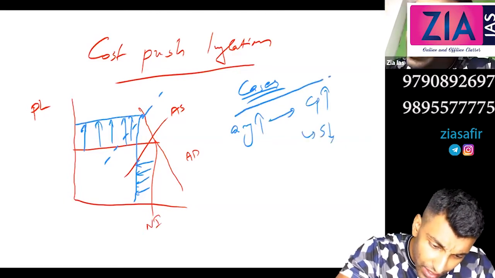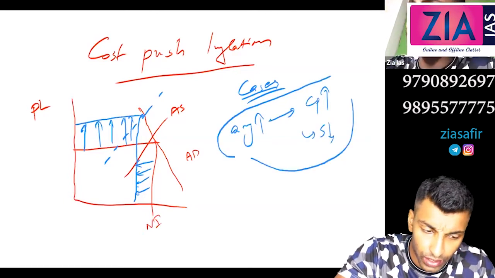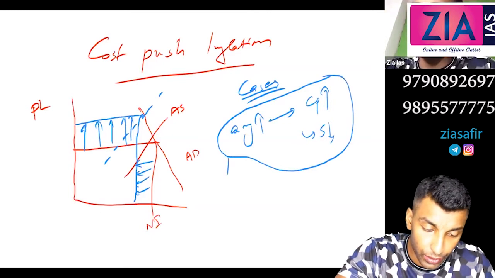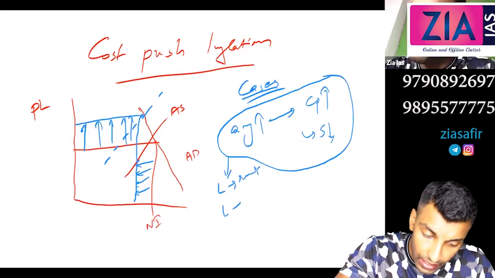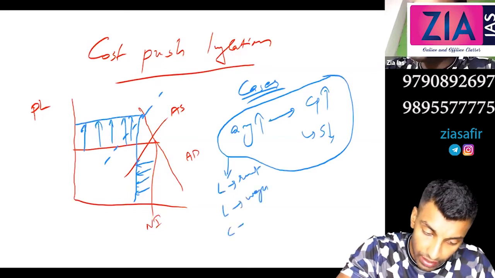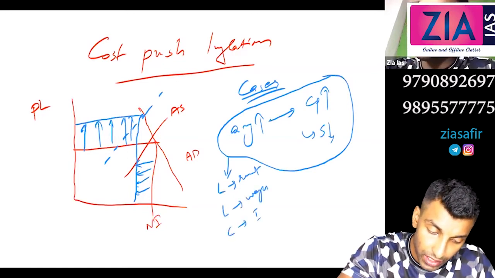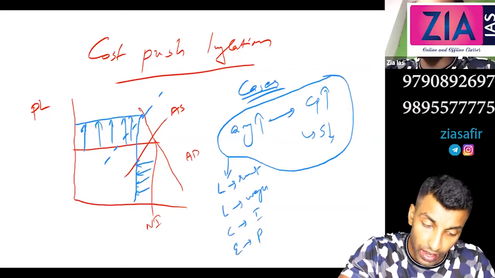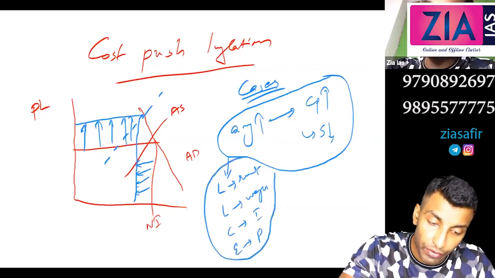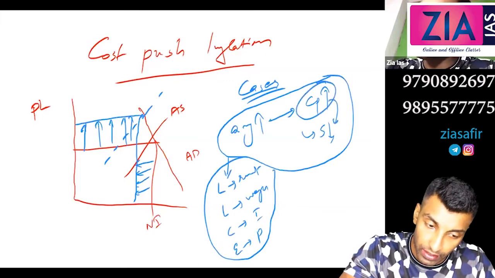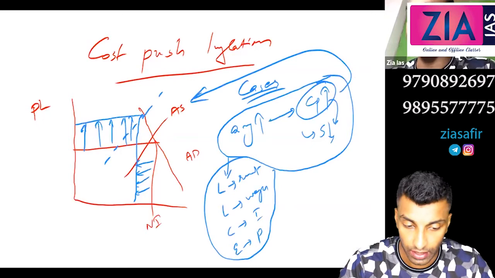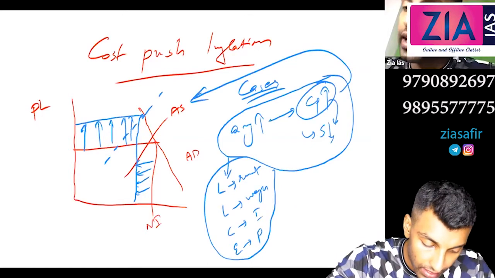So any increase related to the production, it can be related to land, means rent increased, or labor, let's suppose wages increased, or capital, interest increased, or entrepreneurship, if the person is taking more profit. Any of this increase will affect what? Cost of production. It will affect what? Supply. That leads to what? Cost push inflation. So I could say any increase. Are you able to connect this?